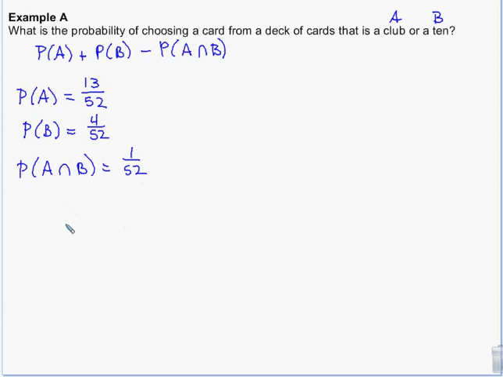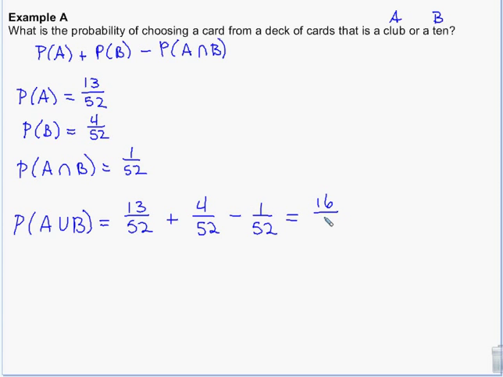So to find the probability of the event, which would be A union B, it is 13 out of 52 plus 4 out of 52 minus 1 out of 52. So 13 plus 4 is 17, minus 1 gives me 16 out of 52, which will reduce to 4 13ths. And if we wanted to do that as a percentage, you have about a 31% chance of drawing a club or a 10 out of a deck of cards.